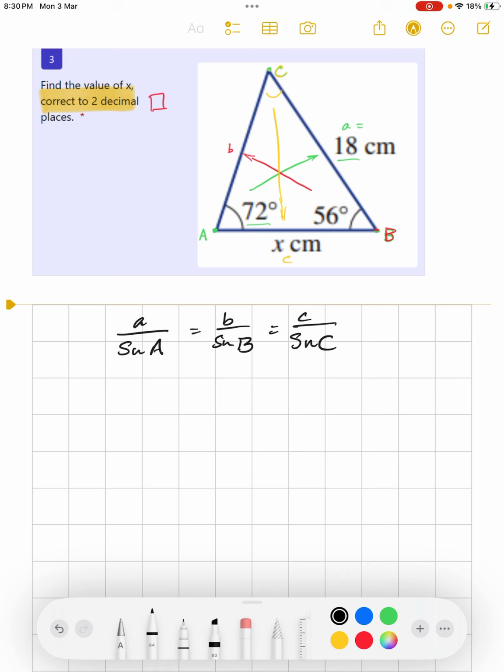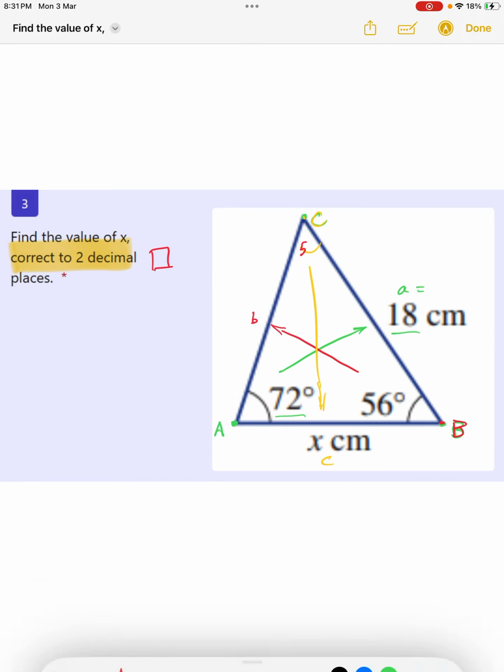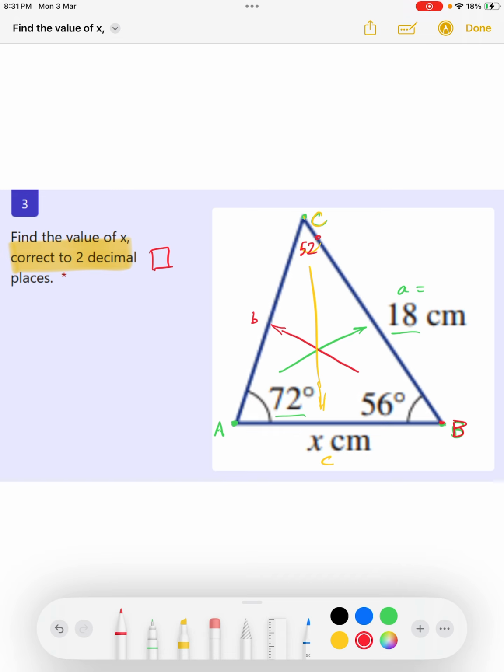And we don't have a little b. We do know angle B. We want side C, but we don't know angle C. We know a is 18, we know A is 72. Well, in this triangle, since we've got two angles, we can find C. If you add up 72 degrees plus 56 degrees, you get 128 degrees. Therefore, C will be 180 degrees minus 128 degrees, which is 52 degrees. So I'm going to put that up here, 52 degrees, because that makes 180.